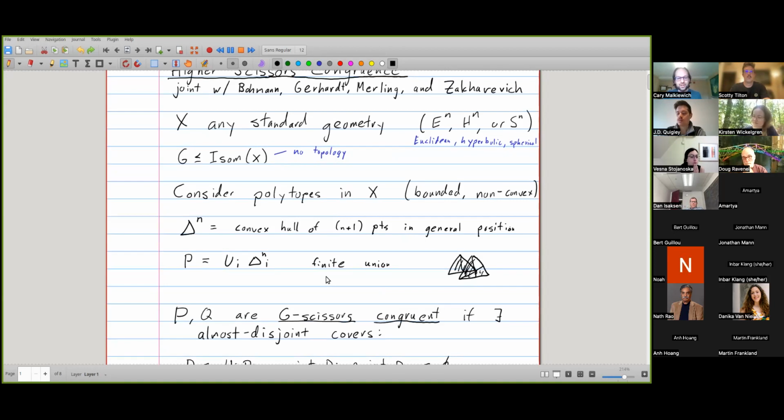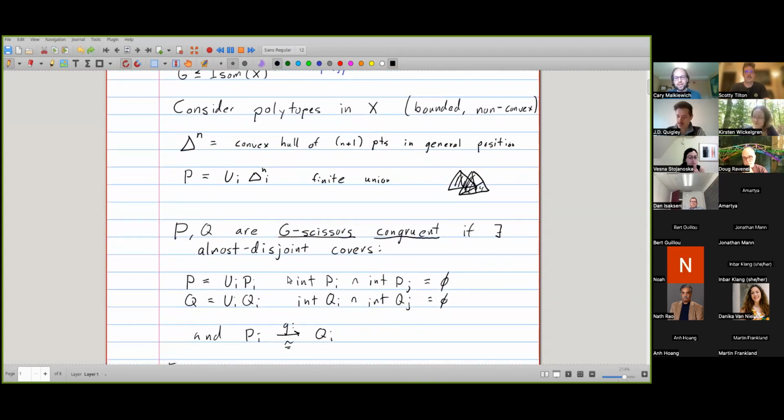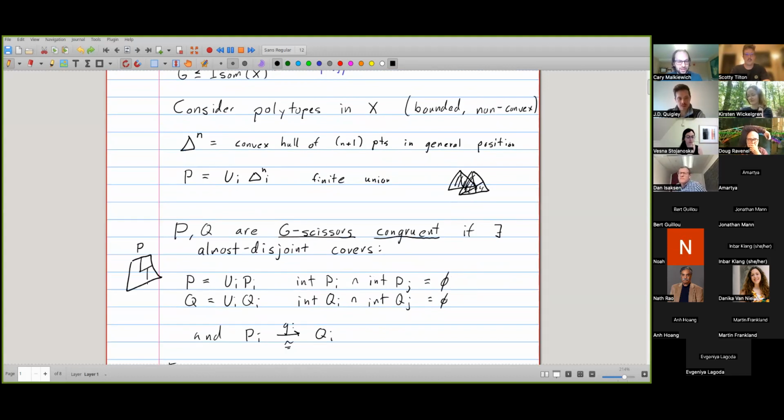So we say that P and Q are G scissors congruent if there exist almost disjoint covers. So I can take P and express it as a union of finitely many polytopes whose interiors are disjoint. Right, so think of this as here's P. I'm going to cut it up into finitely many pieces like that. That's an almost disjoint cover. And then similarly Q, I can cut that up into an almost disjoint cover.